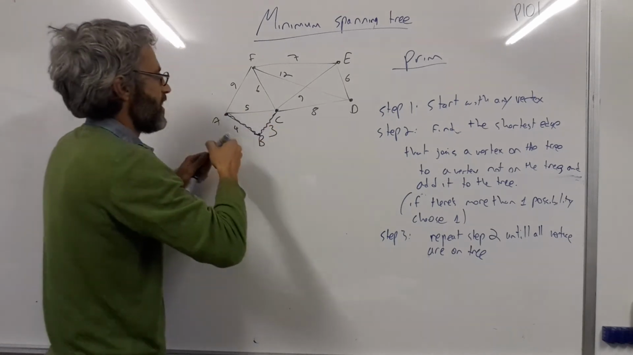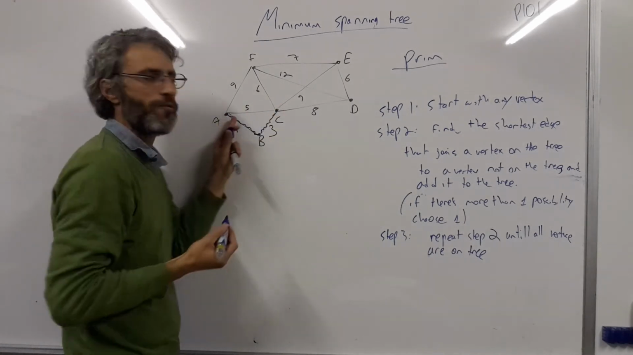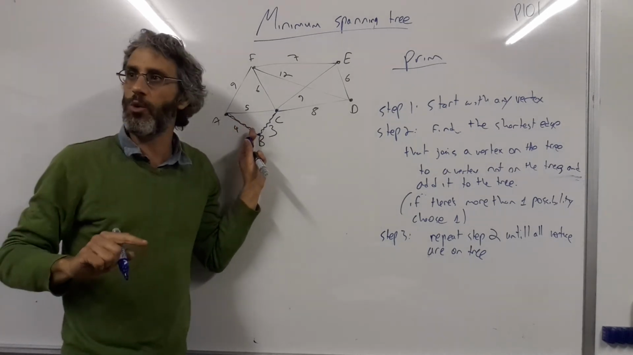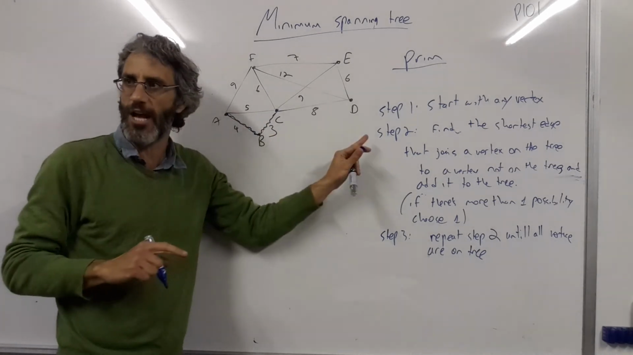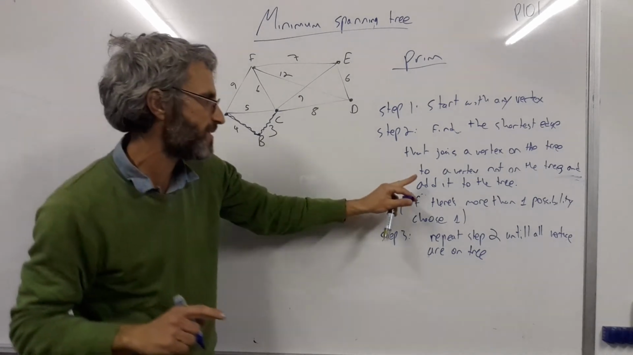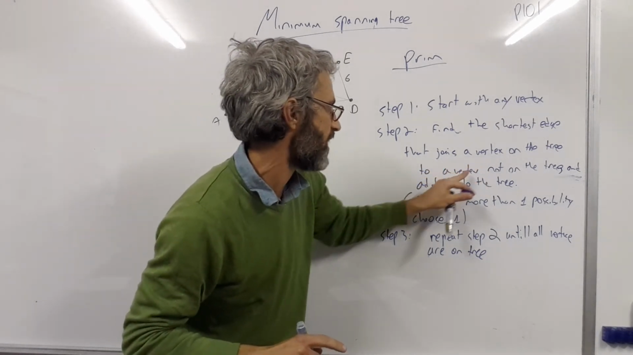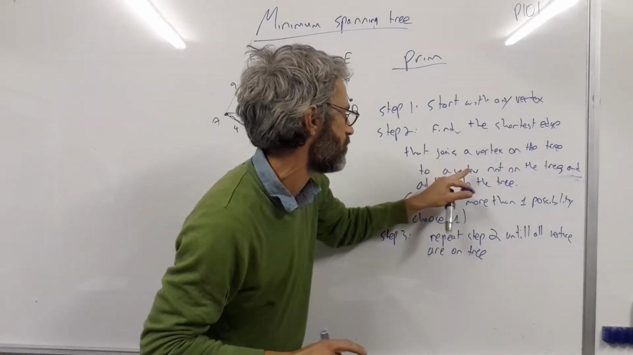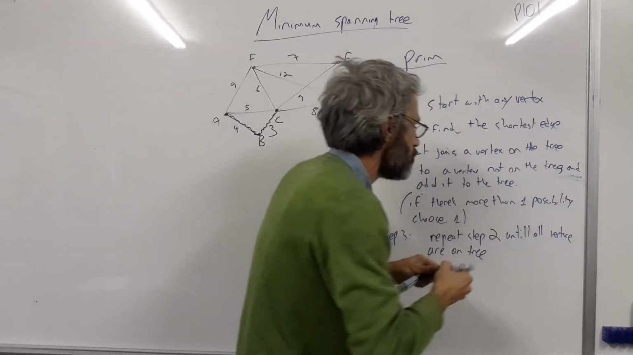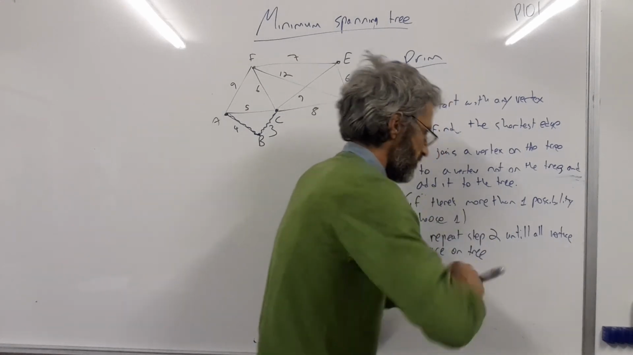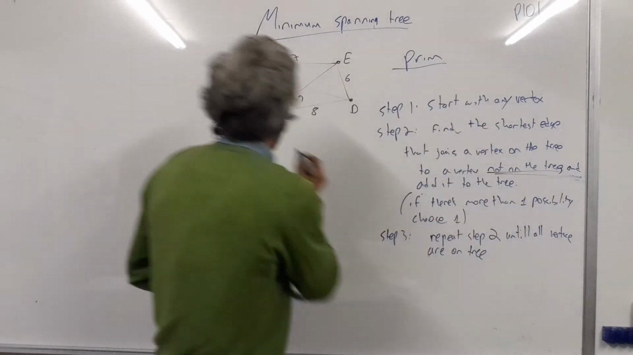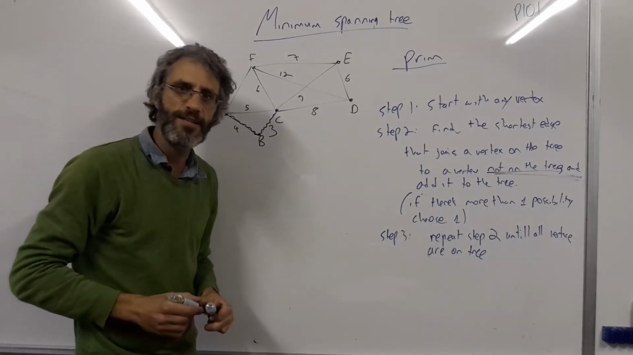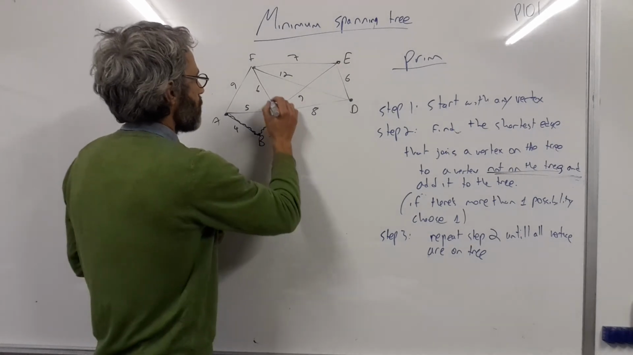Okay, so the next one will be, well, we're not 5. Why are we not 5? Because it creates a circuit. In Kruskal we said 5 will create a circuit. Here it says go to the shortest edge that joins a vertex on the tree to a vertex not on the tree. Now if I go the 5, well, C is already on the tree. Does that make sense? Okay, so we're going to go that one.